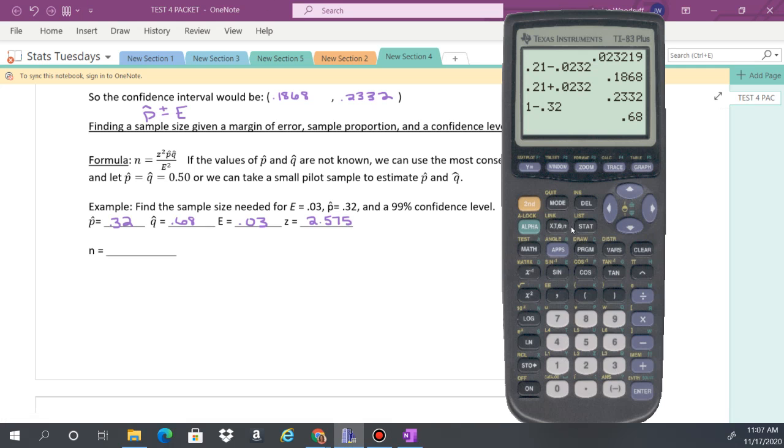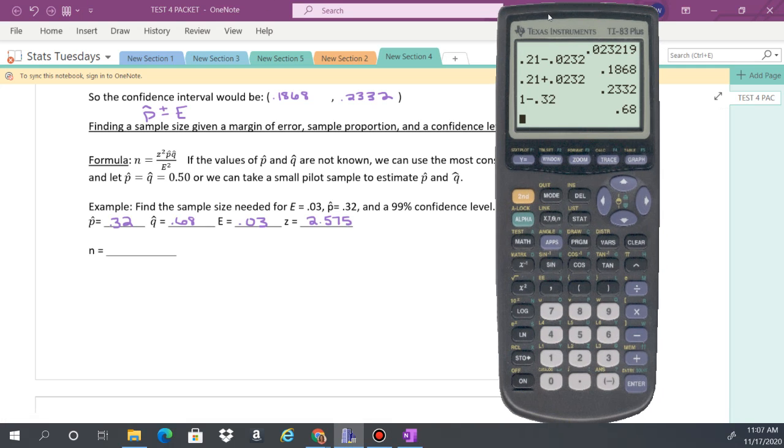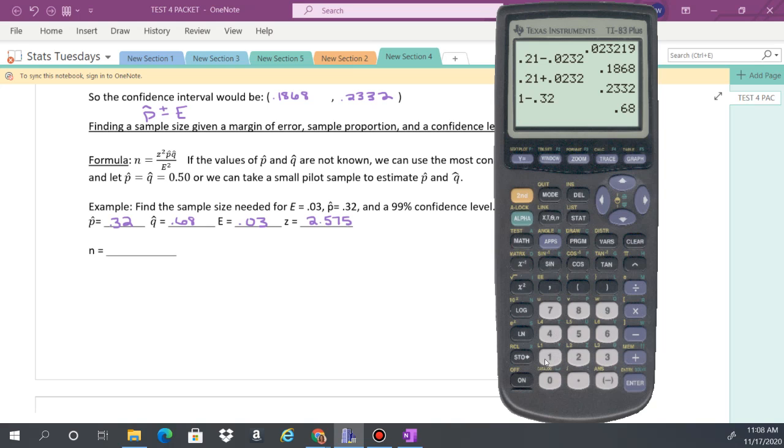Okay, now remember, if you don't have the chart to find the z level, I just want to go over that real quick. For 99%, you would do 1 minus 0.99. Now that is one side of the tail. On the curve, it would be two sides of the tail, so divided by 2. And then you would go inverse norm. So second distribution, inverse norm, 0.005, 0, and 1. And then that would give you the value. And they're positive and negative because it's both sides of the tail.